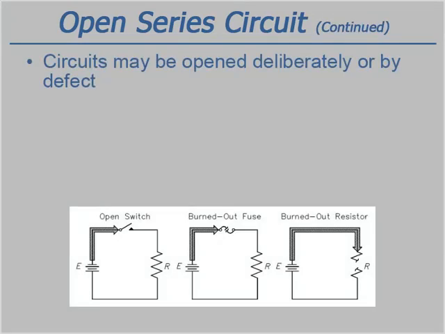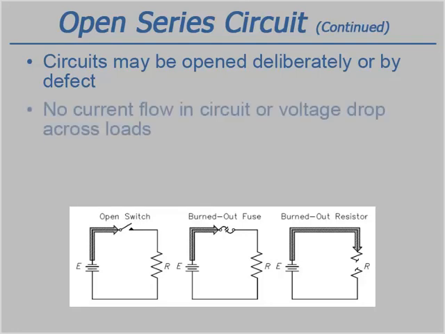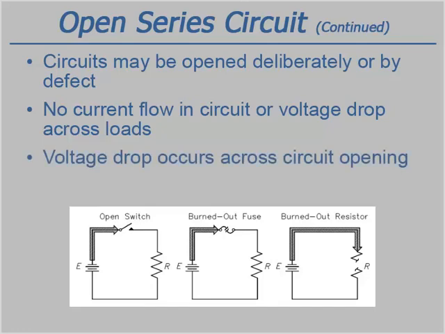As we have just seen, electrical circuits can be opened deliberately, such as by the use of a switch, or the circuit may be opened by a defect, such as a broken wire or a burned-out component. When a series circuit is open, there is no current flow in the circuit, and there are no voltage drops across the loads. The entire voltage drop occurs where the opening in the circuit is located. Since there is no current flow to the loads, no power is consumed by the loads, and the total power consumed by the circuit is 0.